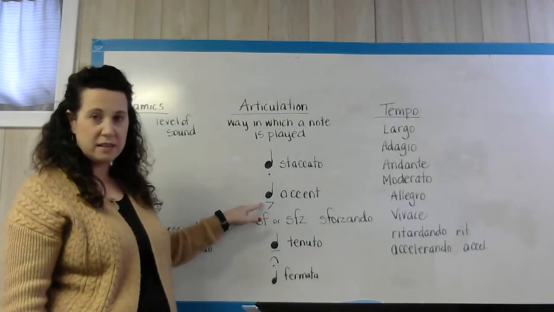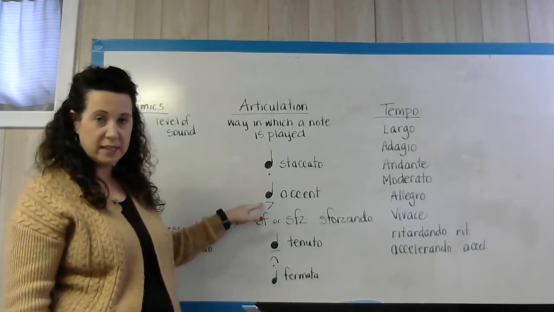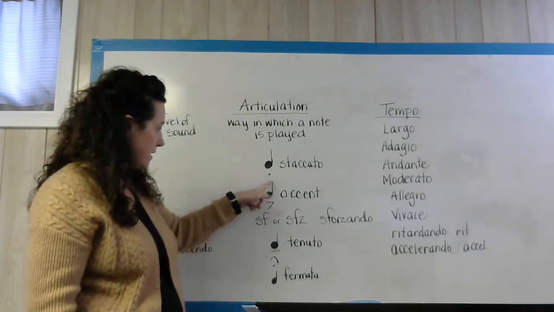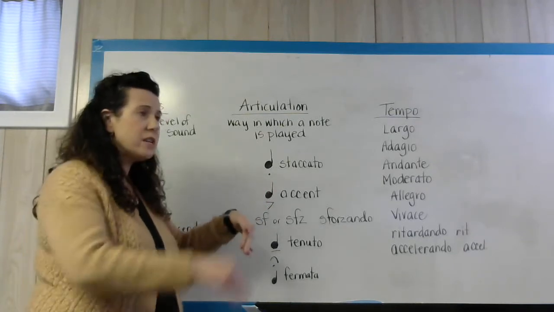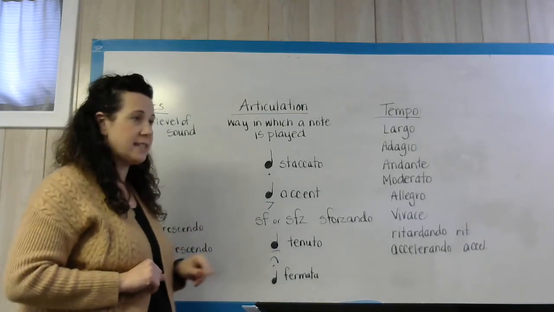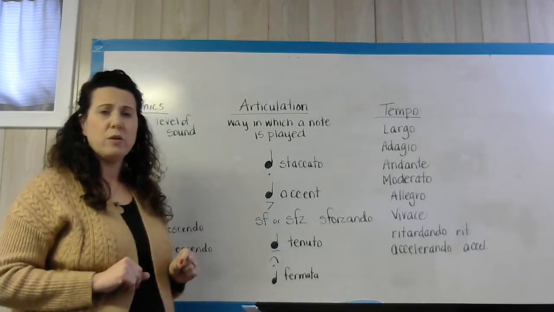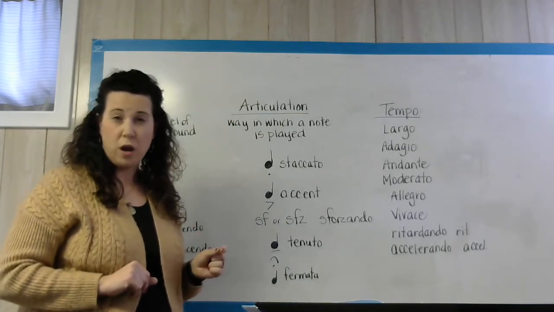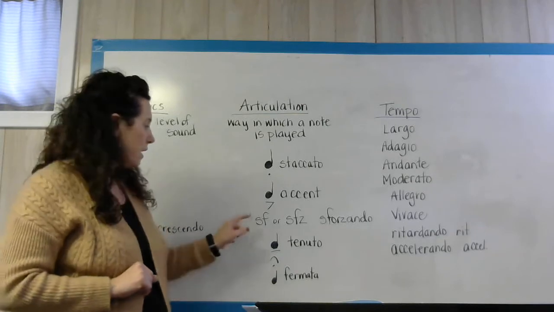This note has the little tiny arrow underneath of it. And if the stem is going down, like this stem right here, if it's going down on your note, the arrow will be above. So that's where you have to take a look for that accent. Accent means to give the note a little bit of extra emphasis. That way maybe it's a little stronger and it stands out.